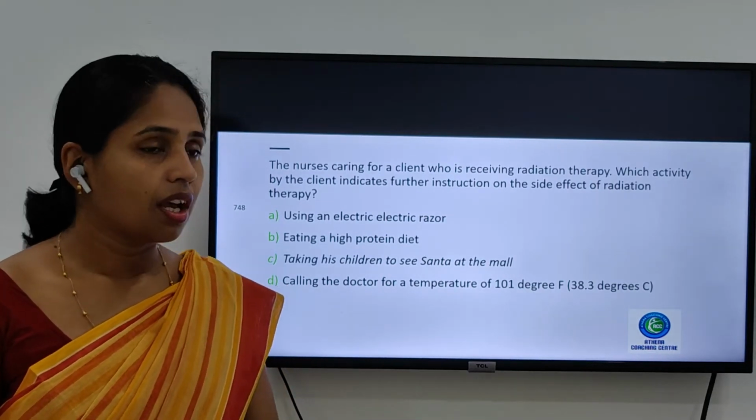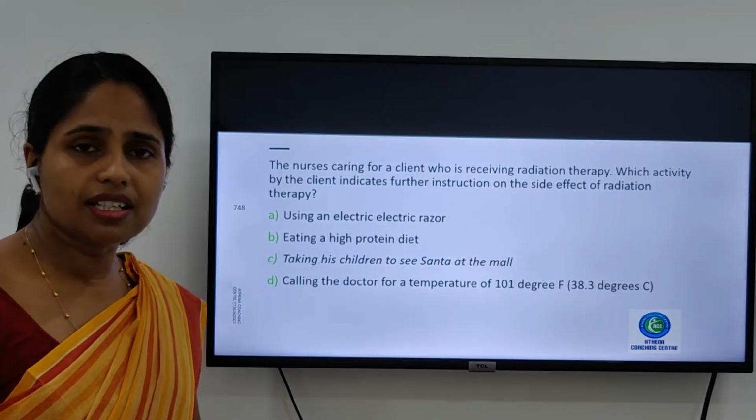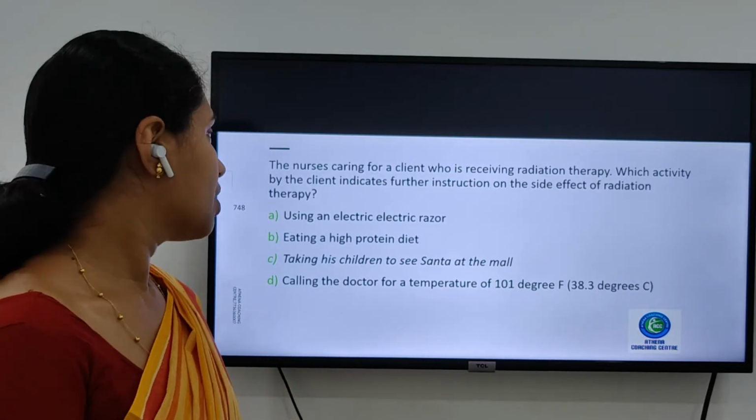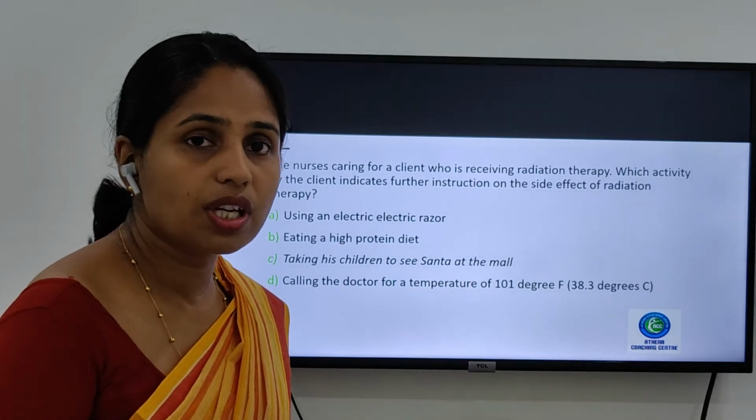Further instruction is required when a person states a wrong statement or when the patient does any negative or wrong thing. Using an electric razor: the electric razor is necessary to control bleeding or to prevent bleeding. So that is necessary. Eating a high protein diet, that is also necessary.